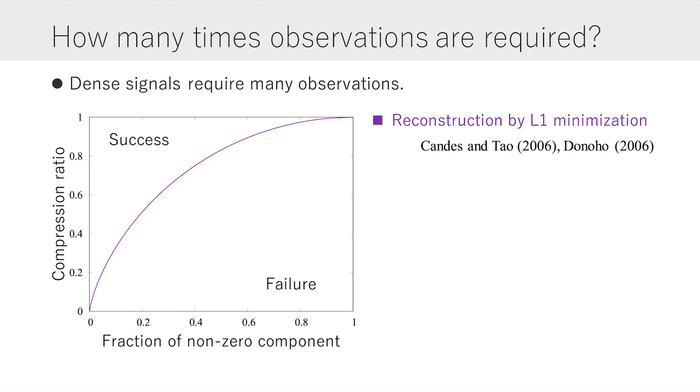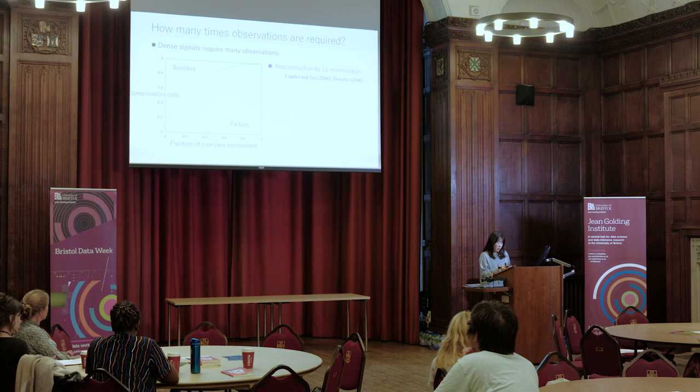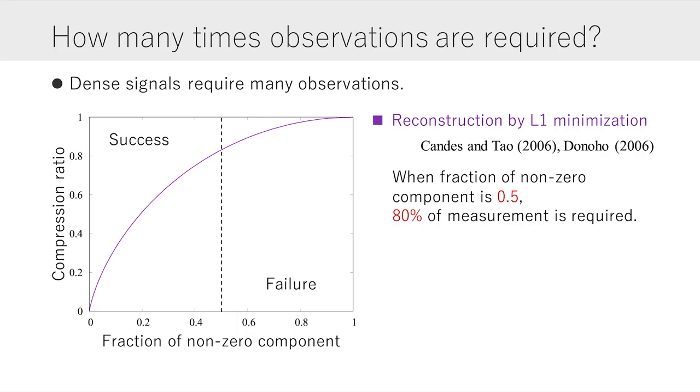Now, when we use the L1 minimization method, we can draw this line. This line means that if we set the number of observations to be over the line, we can achieve the reconstruction of the image with a fewer number of measurements. For instance, if we focus on the point 0.5, namely the fraction of non-zero components, namely the important part of the images, is half, we can achieve the reconstruction of the image from 80% of measurement. So we can reduce 20% of measurement.